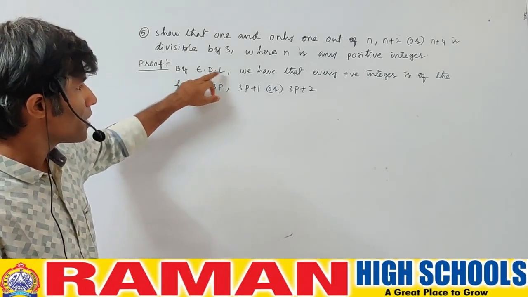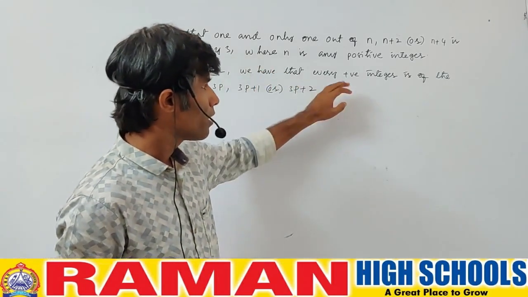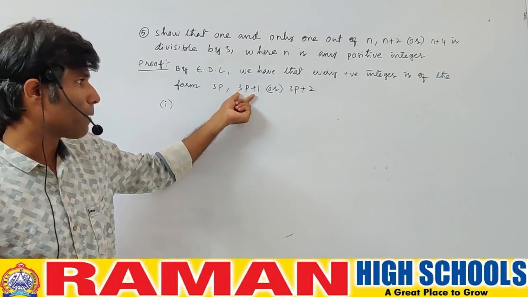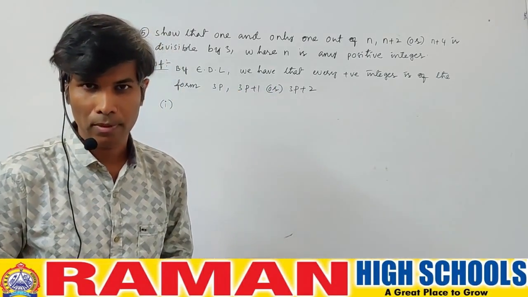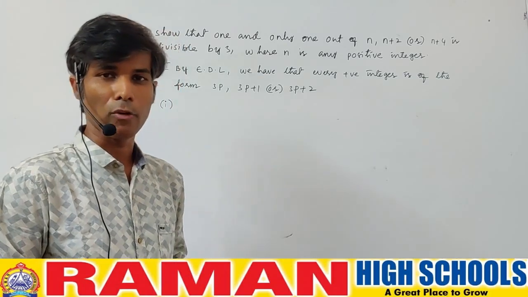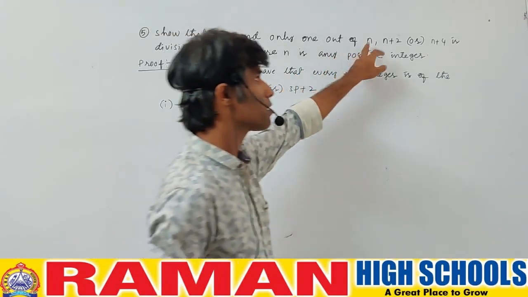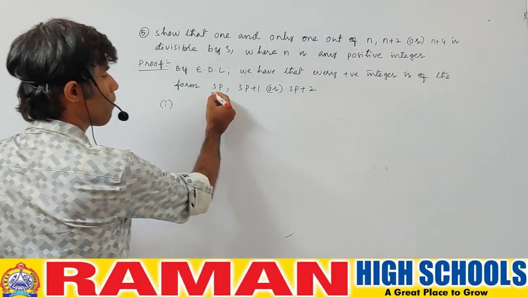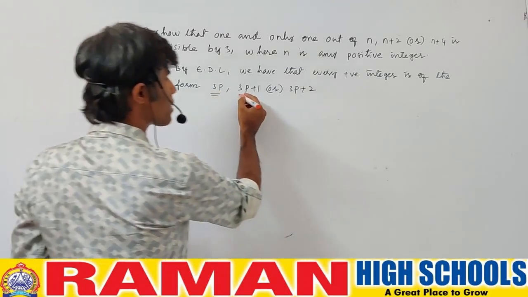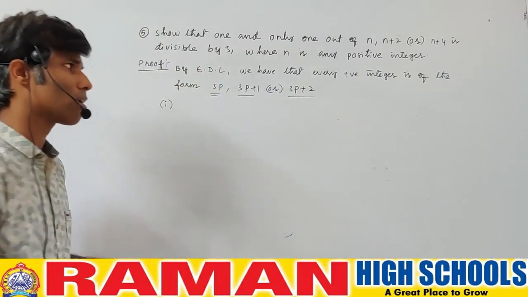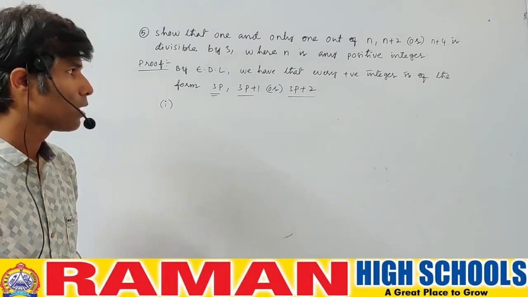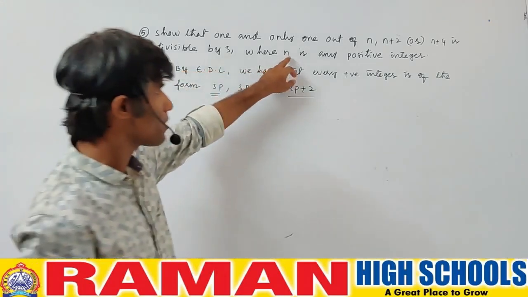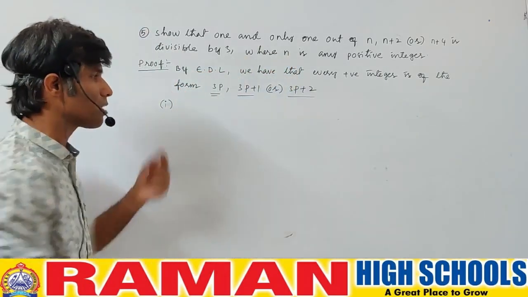By Euclid's division lemma, we have that every positive integer will be of the form 3p or 3p plus 1 or 3p plus 2. By using this concept, we are going to prove that only one among these three numbers is divisible by 3. So, by Euclid's division lemma, every positive integer will be in the form of either 3p or 3p plus 1 or 3p plus 2. Now let us take the positive integer as 3p. So in our problem, n is a positive integer. I am taking that positive integer as 3p now.